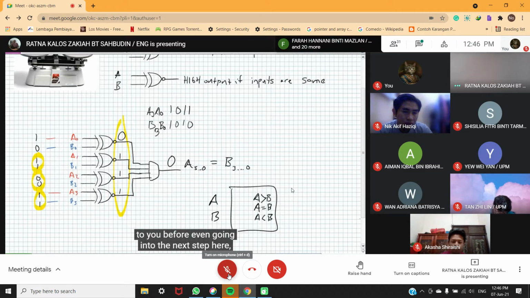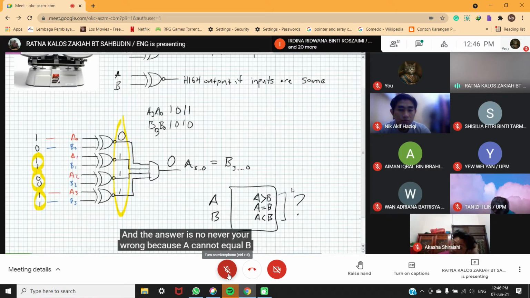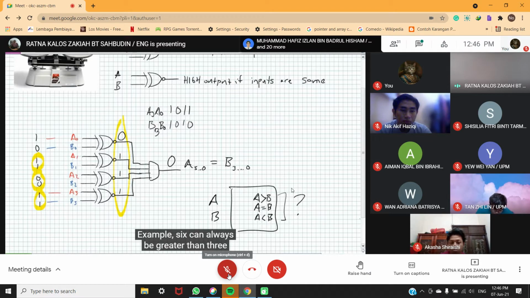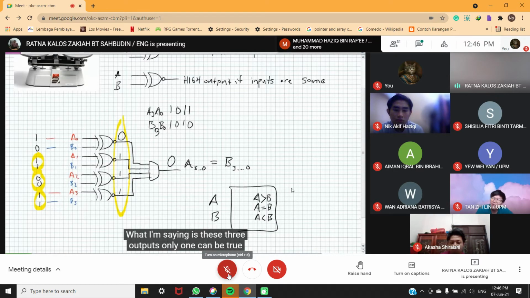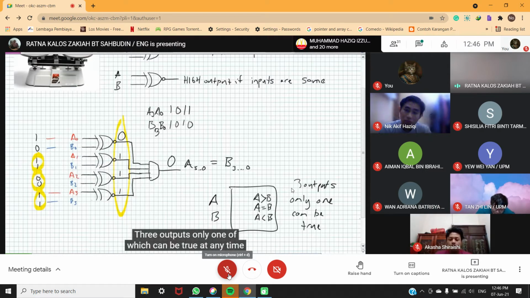And my question to you before we even go into the next step here: these three outputs, can there ever exist a time when two or more of those are true? And the answer is no, never. Because A cannot equal B and simultaneously be greater than B. Does that make sense? 5 can equal 5, but 5 can never be greater than 5, or never be less than 5. Example, 6 can be greater than 3, but 6 can't equal 3, and 6 can't be less than 3. What I'm saying is these three outputs, only one can be true at a time.